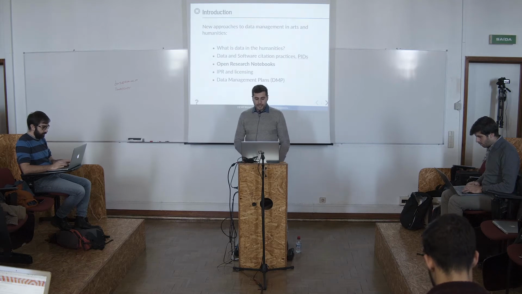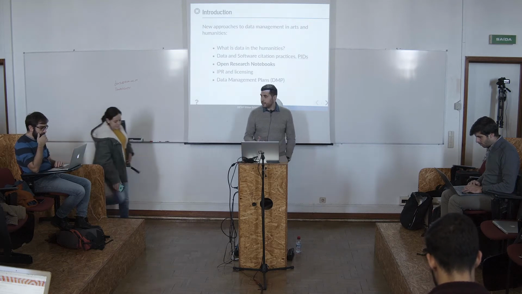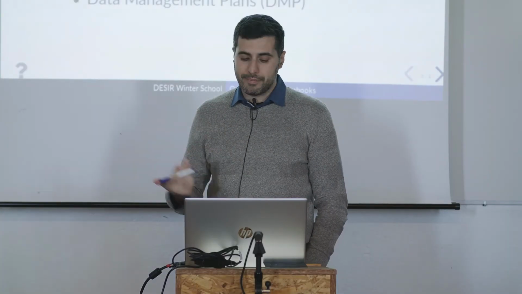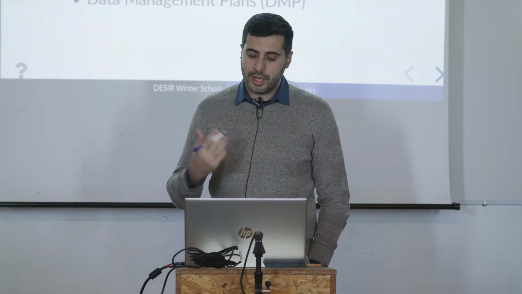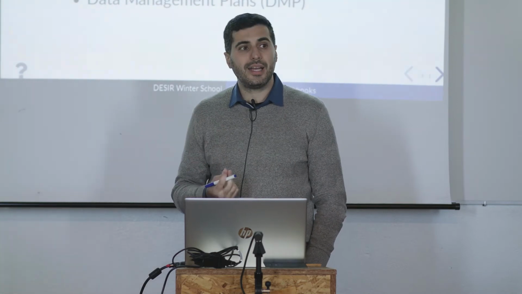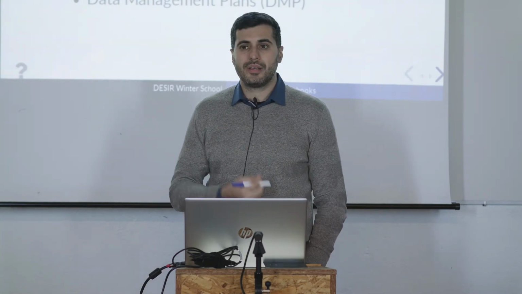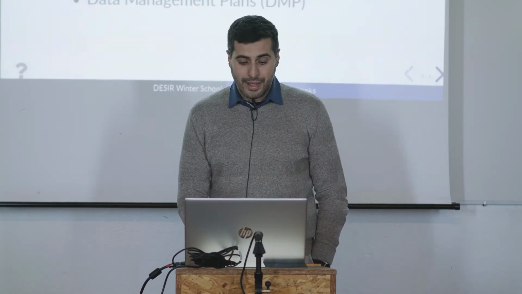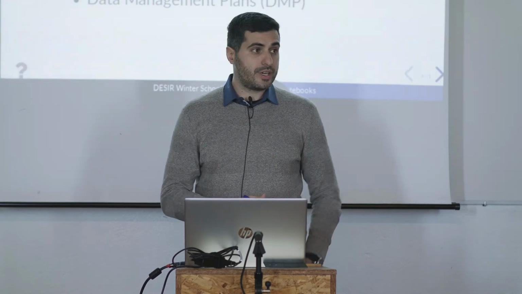Until now, we have seen what is data in the humanities, how we define it, what are the different kinds of data that we can find. We have also seen ways of citing data and citing software, what is a permanent identifier like DOI. And today we're going to talk about open research notebooks, okay?